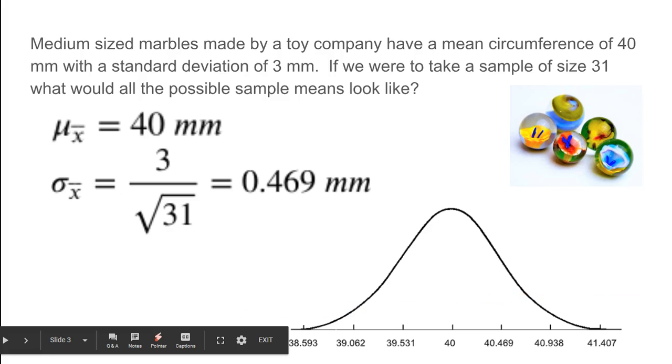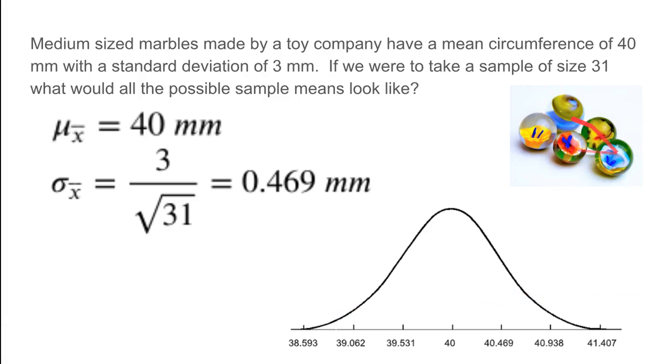So here's an example. I'm working with marbles, right? Everybody knows what marbles are. Medium-sized marbles made by a toy company have a mean circumference of 40 millimeters with a standard deviation of 3 millimeters. If we were to take a sample of size 31, what would all the possible sample means look like? And that's a sampling distribution. So you start off by saying, well, I would only assume that the average of all those sample means, x bar, would be 40 millimeters. I mean, some might be a little bigger, some might be a little smaller, but the average would be 40.